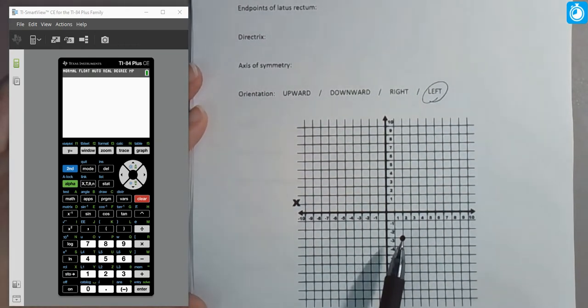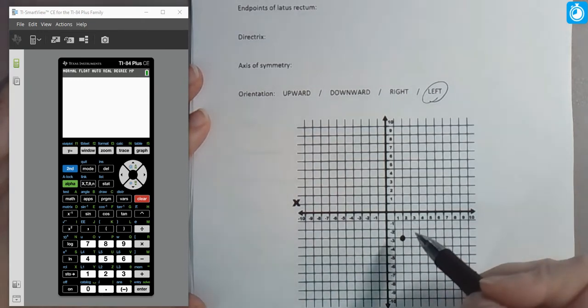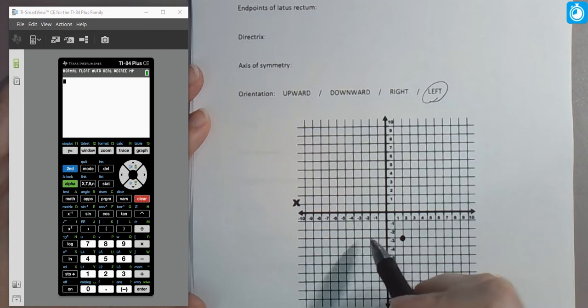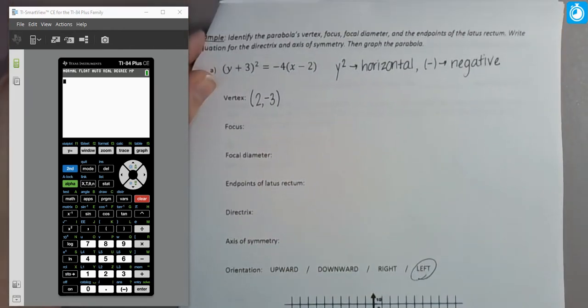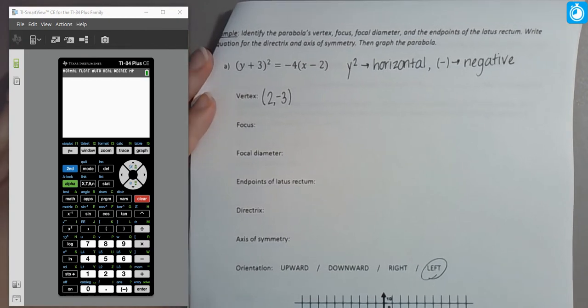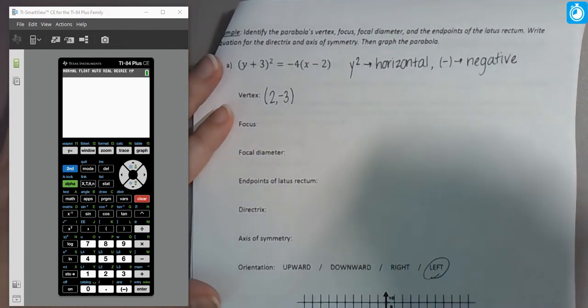Okay, and we're opening to the left, which means the graph emanates from that point and everything is going to the left. So the focus is going to be inside, to the left of that particular value there at the vertex. Now we know the focus is based on our value for P, so let's determine what that is.